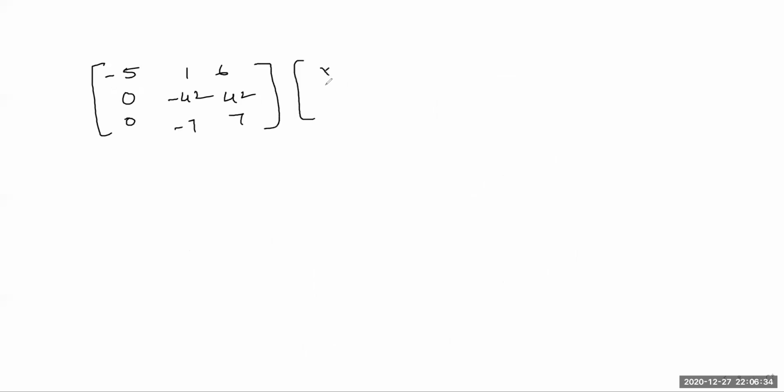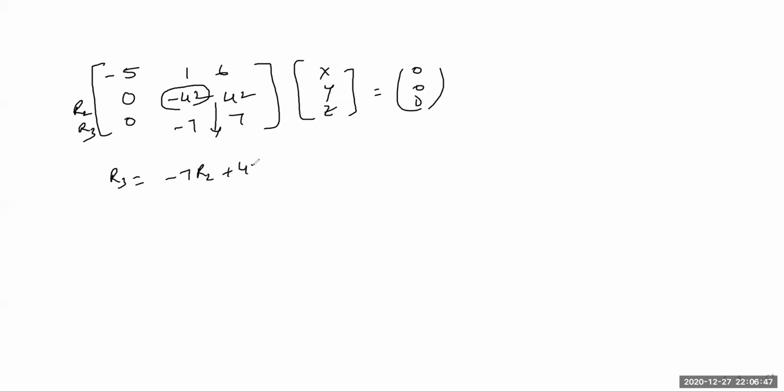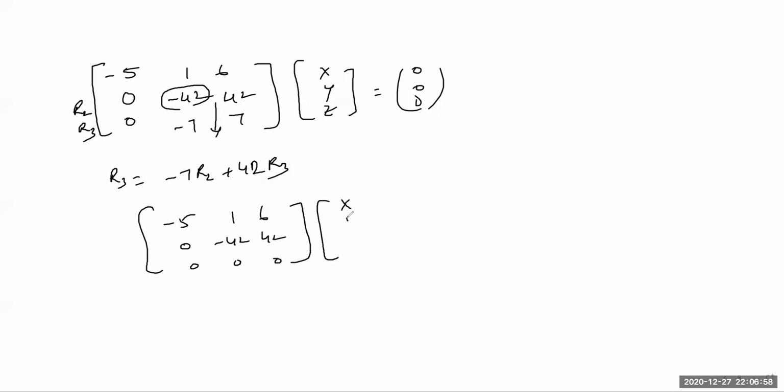You can write x, y, z as it is, equal to 0, 0, 0. Now around the second element, make the element below it 0. This is R2 and R3: R3 equal to minus 7 R2 plus 42 R3. So I get minus 42 plus 42, which is 0. Compulsorily we get rank 2. If you're not getting rank 2, you made a mistake somewhere.